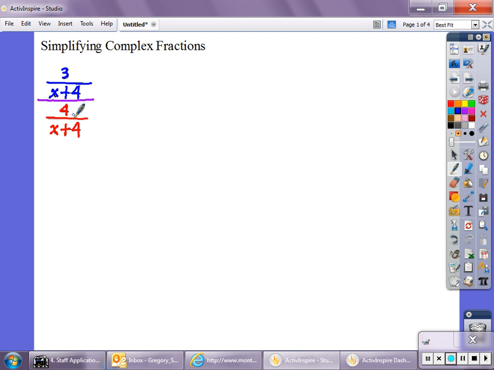Now the way we do this is as such. What I like to do is multiply the bottom by the reciprocal of 4 over x plus 4. So I'm going to multiply this by x plus 4 over 4. But if I do that in the bottom here, I also have to do it up here in the top. So x plus 4 over 4. Now what happens here is the x plus 4's reduce, the 4's reduce, and so what we're left with then is just 3 over x plus 4.